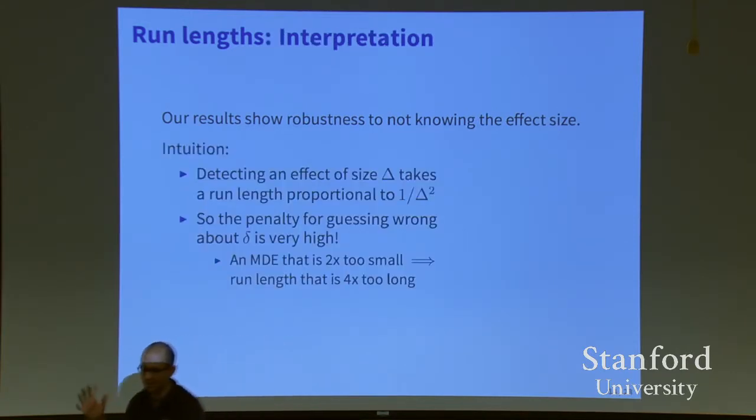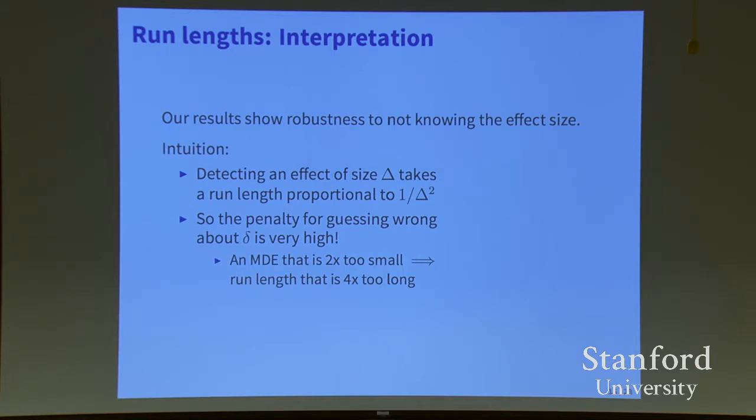And here's the reason for this. I'll leave you with this: if you're wrong about the effect, detecting an effect of size delta takes you a run length that's about 1 over delta squared. And the reason is that, as I told you, there's a 1 over square root of n uncertainty in your estimate. So if you're trying to detect something that looks like delta and you have a 1 over square root of n uncertainty, you need about 1 over delta squared samples to resolve that uncertainty.